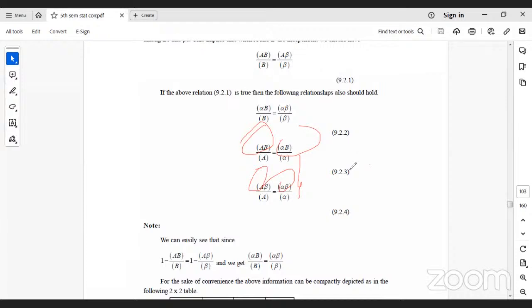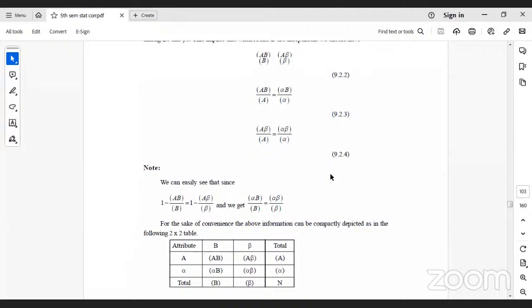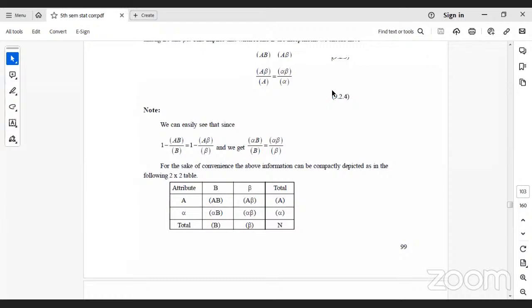So these four conditions we have learned in the class also. Therefore 1 minus AB by B, in place of B writing beta, is 1 minus A beta by beta, which is equal to alpha beta by beta. For the sake of conservation of the above information, Puneet, you were asked in the practical classes. A alpha is equal to A beta. A beta is equal to the total A into B, AB. Then alpha into B is equal to alpha B. Alpha beta is equal to alpha B. This total value we can treat as B, and the total A into alpha we can treat as A. That is what we learned in the classroom.